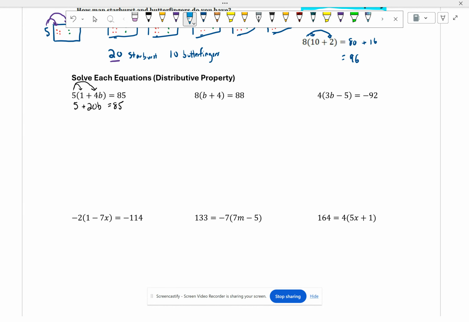Then, like we've been doing before, I want to get b by itself, so we have to use inverse operations. I'm going to first subtract 5 on both sides to get rid of that 5 on the left. Now, on the left side, I didn't touch the 20b yet. That's still there. And then 85 minus 5 is just 80. Right, now I have 20 times something equals 80. What number times 20 equals 80? We divide both sides by 20. We get that b must be 4.